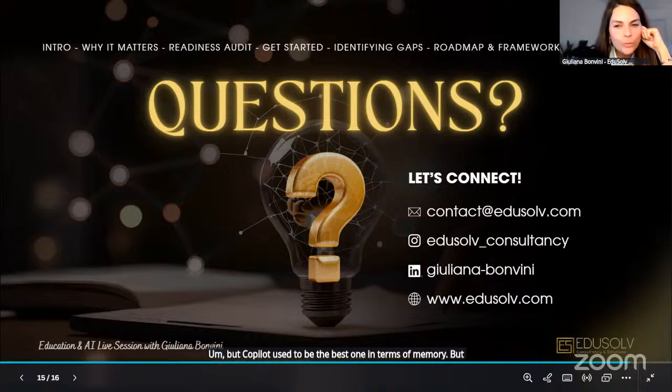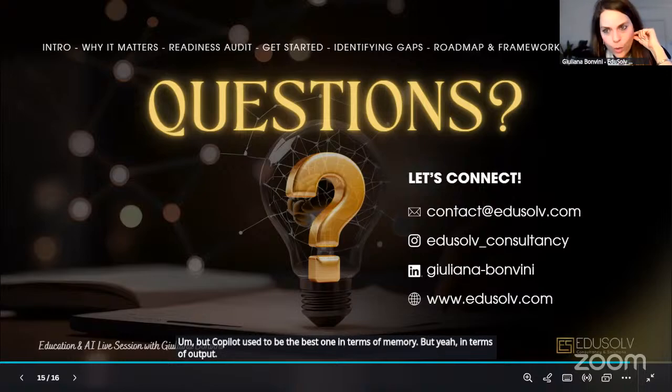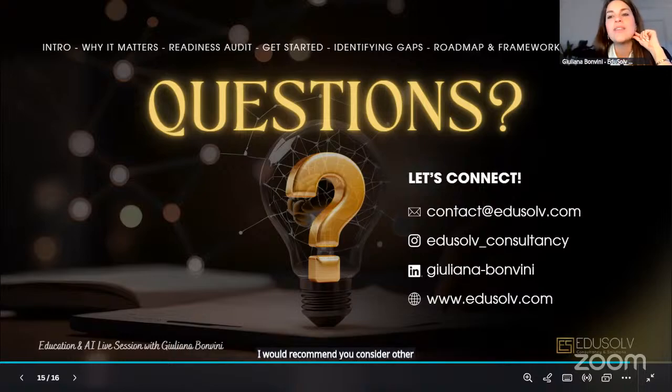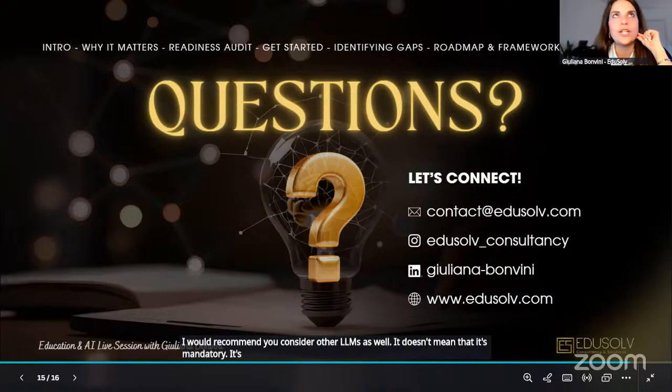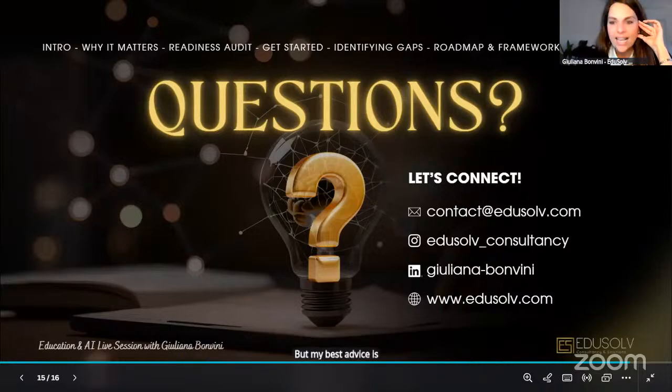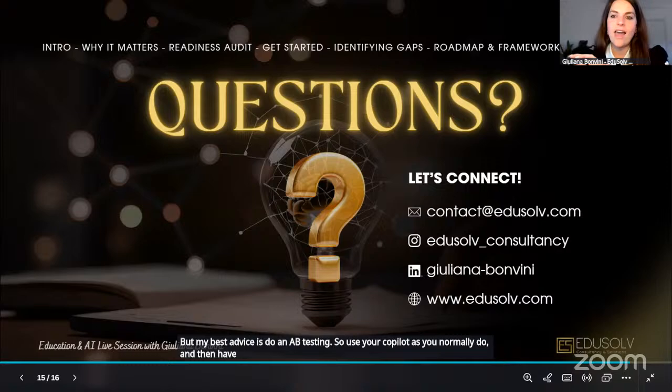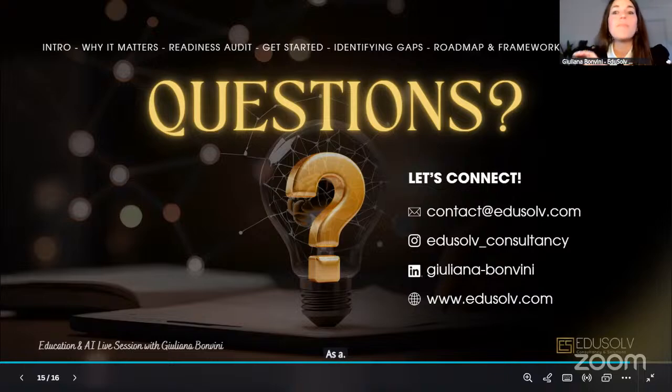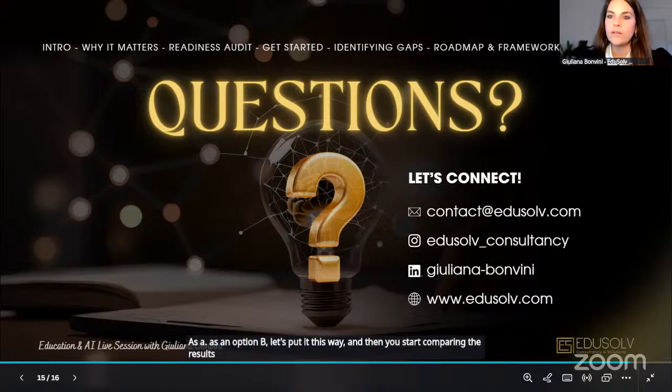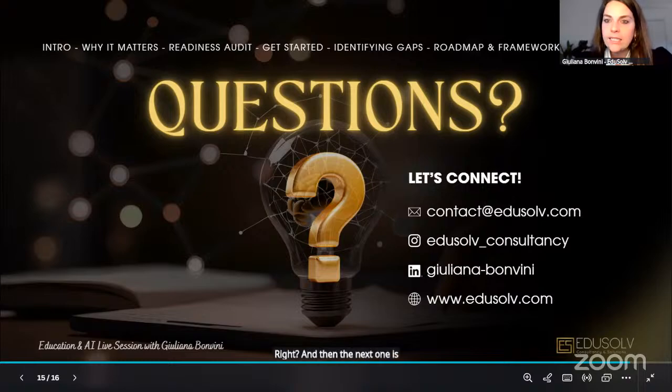But in terms of output, I would recommend you consider other LLMs as well. It doesn't mean that it's mandatory. It's not like you have to do it in order to get somewhere. I would never say that. But my best advice is do an A/B testing. So use your Copilot as you normally do, and then have a second LLM as an option B, and then you start comparing the results and see which one suits you best. Right.